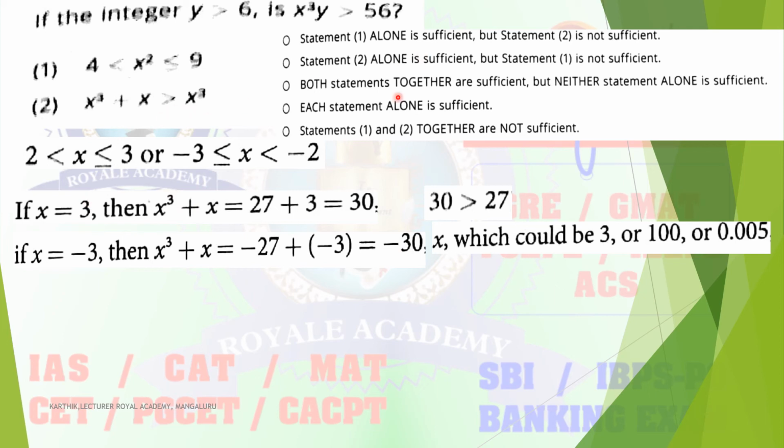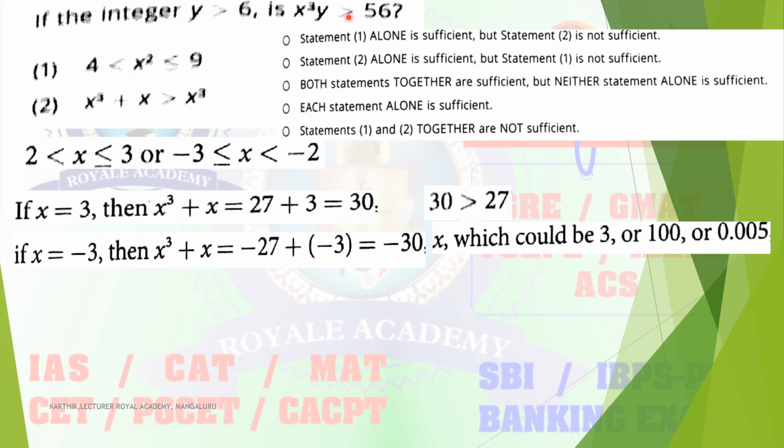So the second condition tells that only if you choose a positive value does it satisfy the condition. Negative value is not possible for the second condition. So x can be 3 or 100, any value is possible. If you choose x is equal to 100, that is also possible. If you choose 0.005, that is also possible. Any positive value you can choose will satisfy the condition.